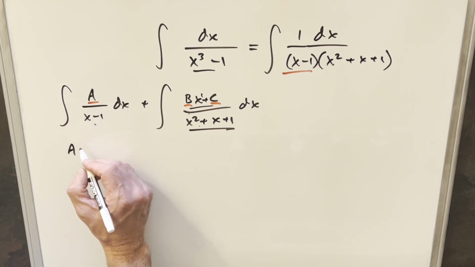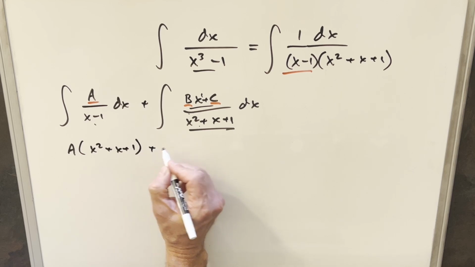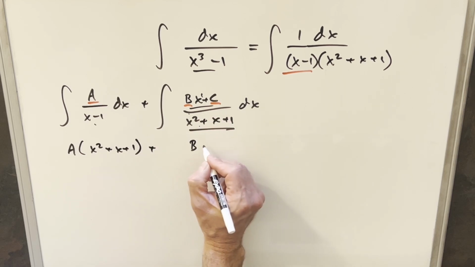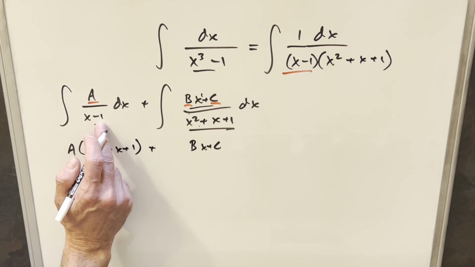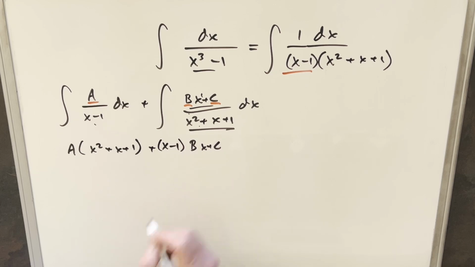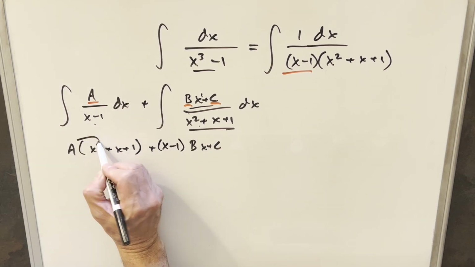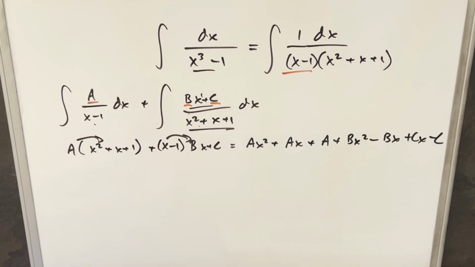So when I do that in the numerator, we're going to have A times x squared plus x plus 1. And then doing the same thing over here for the second one, we have our Bx plus C. To get a common denominator, we'll multiply by x minus 1 over x minus 1. So I'll multiply my Bx plus C times x minus 1. Then I'm just going to distribute this all the way out for both of these, and then I'm going to group like terms.